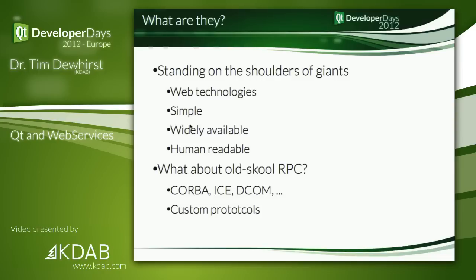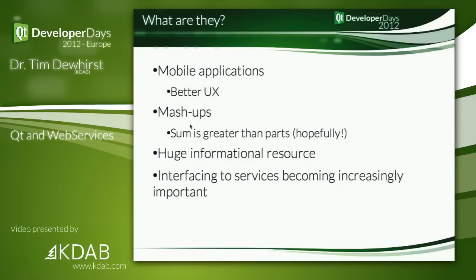So what's wrong with old school RPC methods? I don't know how many of you are familiar with things like Corba or DCOM or ICE and so forth, or even your own custom protocols. What's wrong with those? Well, actually, in many cases, there's a lot right with them. I mean, if you need very low latency, or you're transferring unusual data, or it's binary data, then sometimes this will be a better fit. But specifically today, I want to talk really about web services and why it's interesting, why you should be interested in them.